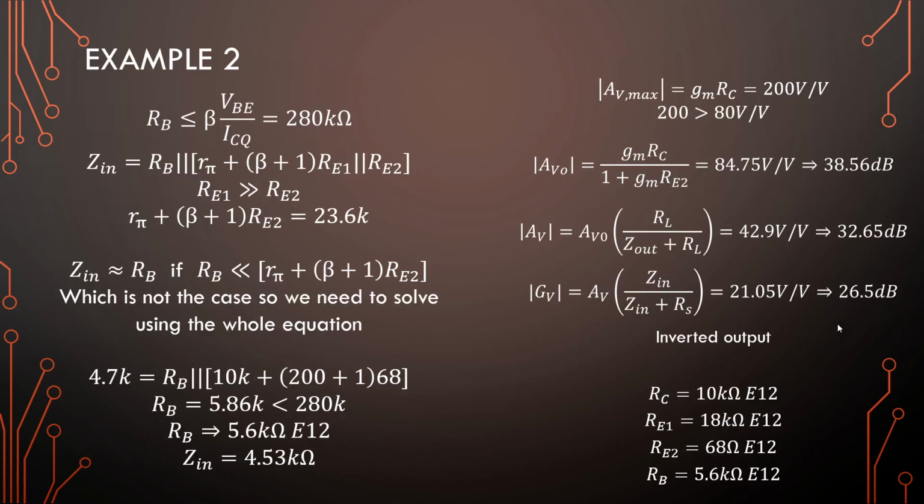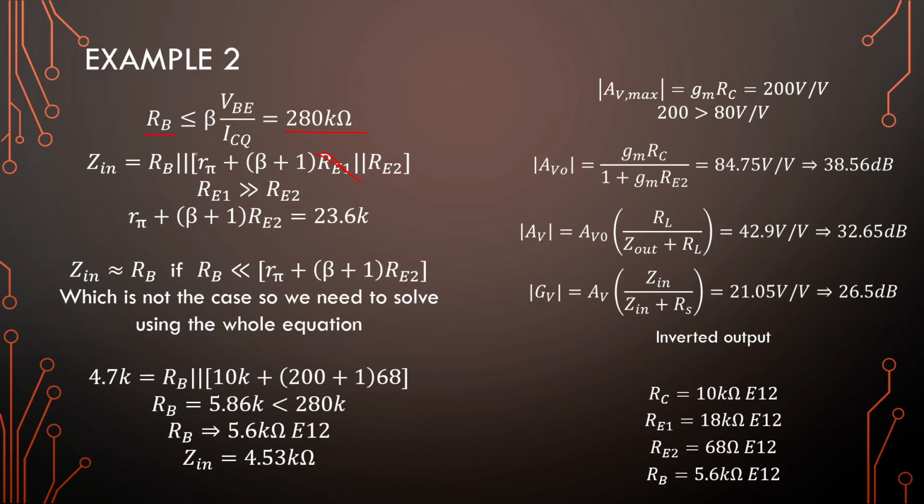Next, we get to the input impedance. The first thing we can do is calculate our maximum RB value, and that's 280 kilo ohms. Anything less than this would work out fine. Then for our input impedance, we can apply this approximation from a previous step and eliminate our RE1 value.